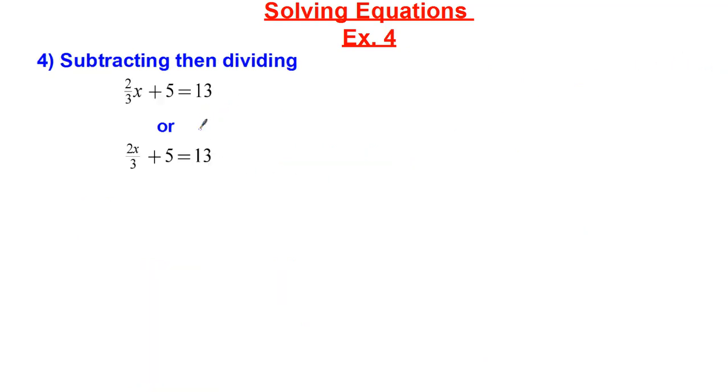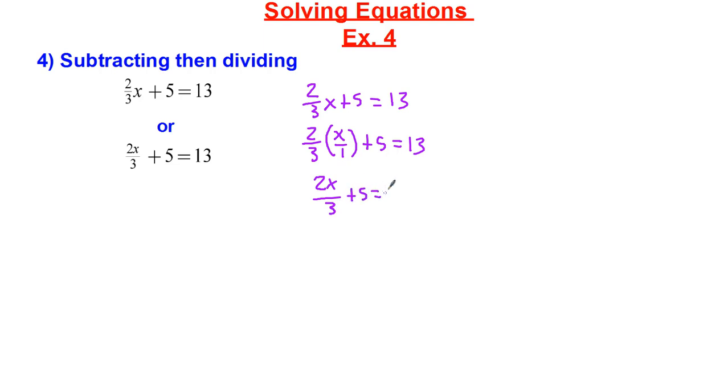Subtracting and then dividing. So once again, I'm just going to show you that these two are the same. We have 2/3 of x plus 5 is going to be equal to 13. Let's rewrite this as multiplication. 2 over 3 times x over 1 plus 5 equals 13. So what's 2 times x? That's just 2x. 3 times 1 is just 3. Plus 5 is 13. So as you can see, these are in fact the same.